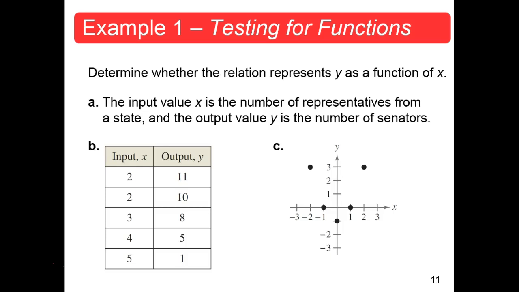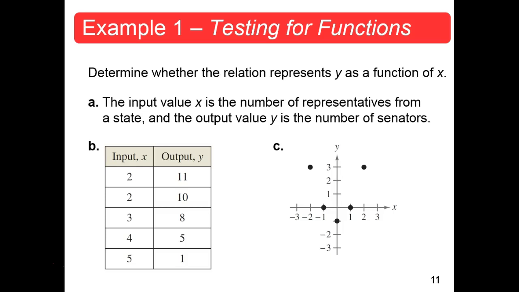The input value is the number of senators and the output value is the number of representatives. No way. Not even close, okay? Because everyone has 2 input, and you can have all these different outputs. Yeah, that could be a function. The way it's stated here, that is a function. Okay? Not a very meaningful function, but it is a function.